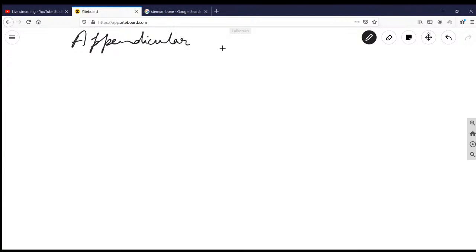Appendicular. So 206 minus 80, how much is it? Okay, 206 minus 80, I think it is 126, right? So 126 must be in the appendicular structure. So once you talk about the appendicular skeleton, you start with the pectoral or shoulder girdles.